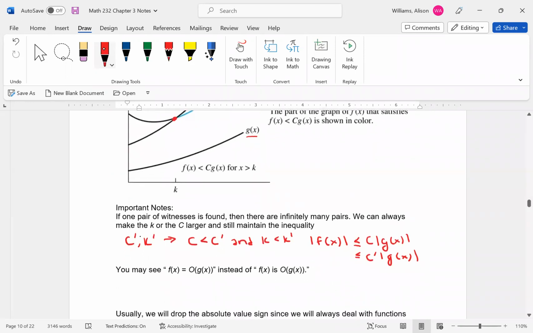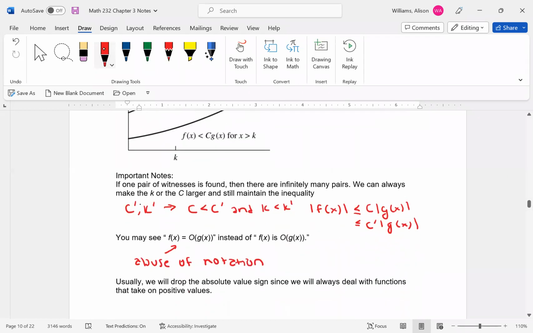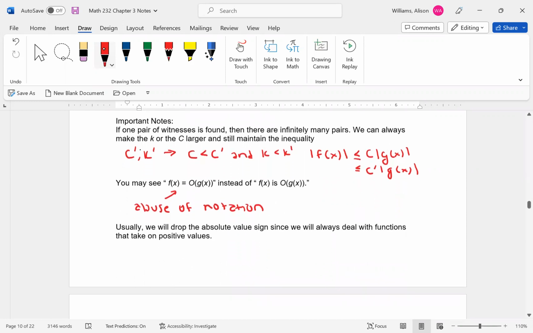This notation where you write f of x equals big O g of x is an abuse of notation. The textbook actually makes a point of saying that, and we don't really say it that way. Some people do when they're being lazy, but the textbook avoids saying it that way. And usually we drop the absolute value because we're often working with positive functions anyway, so we're not worrying about keeping the absolute value on there, which is nice because the absolute value can be a bit annoying when we're working with functions.